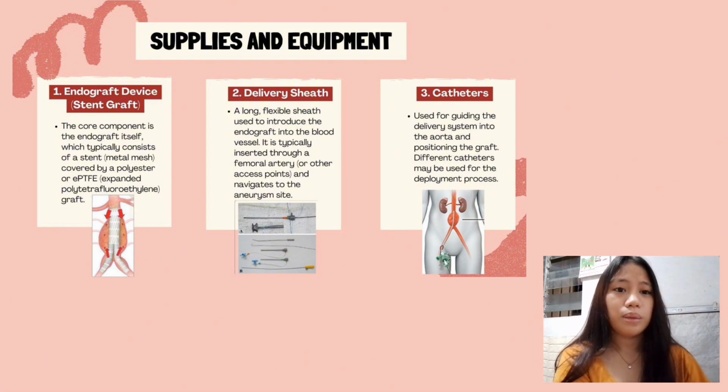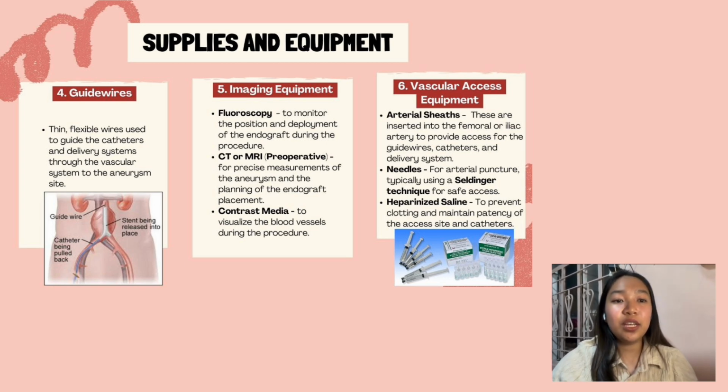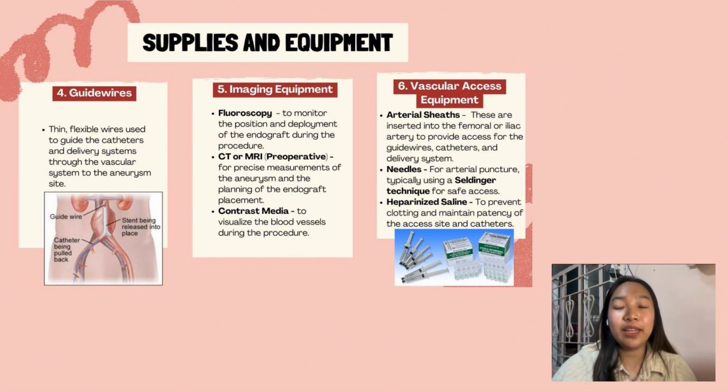Catheters. This may be used for guiding the delivery system into the aorta and positioning the graft. Different catheters may be used for deployment process. Number 4 on our supplies and equipments are guide wires. Thin, flexible wires used to guide the catheters and delivery system through the vascular system to the aneurysm site.